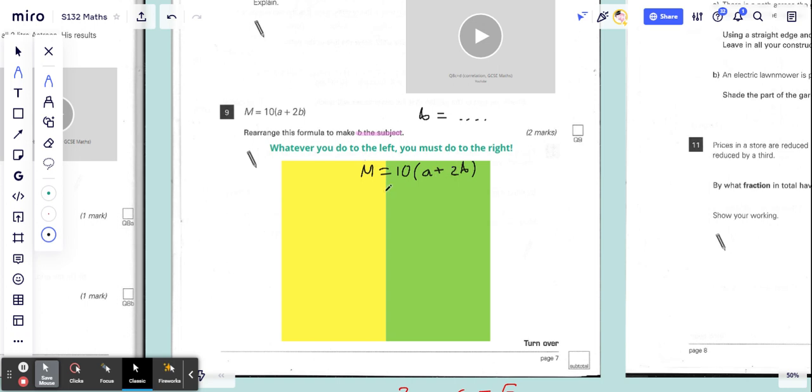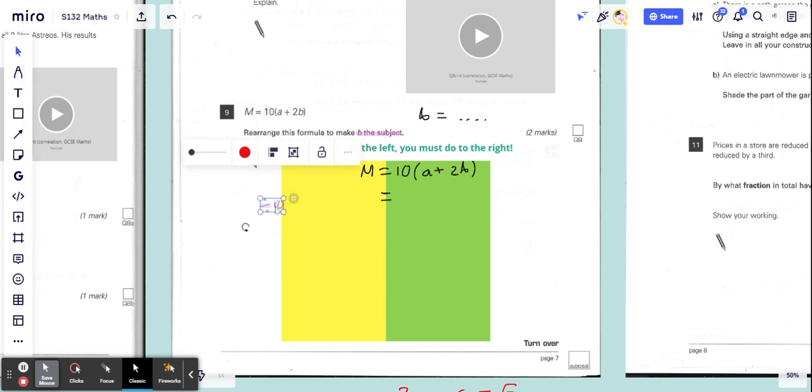So the first thing we're going to do, I think, is we're going to divide both sides. Whatever we do to the left, we must do to the right. We're going to divide both sides by 10. And we'll see why I've chosen to do that in a moment. So let's first of all get the left-hand side and copy that there. In fact, we'll write it all out. So we'll do that there.